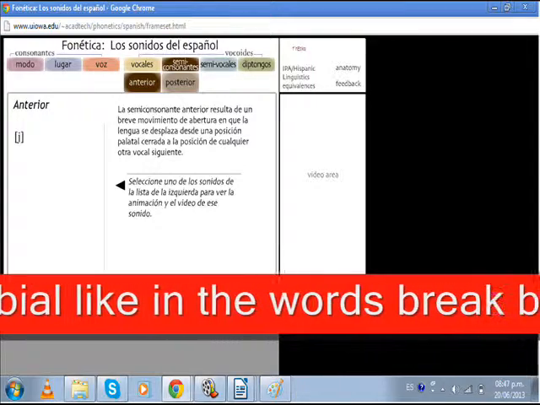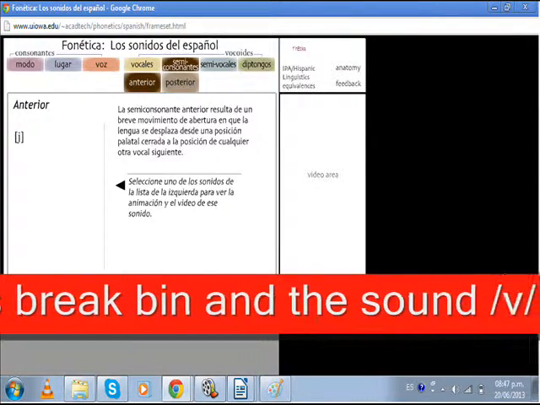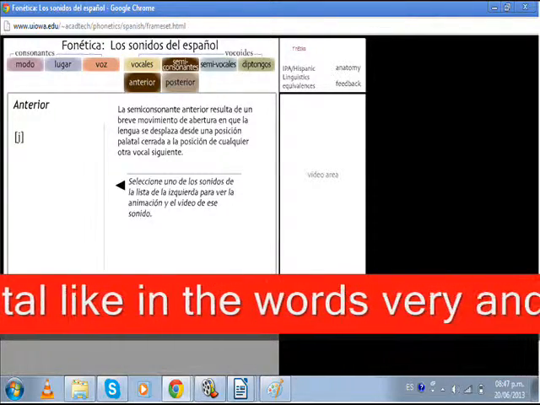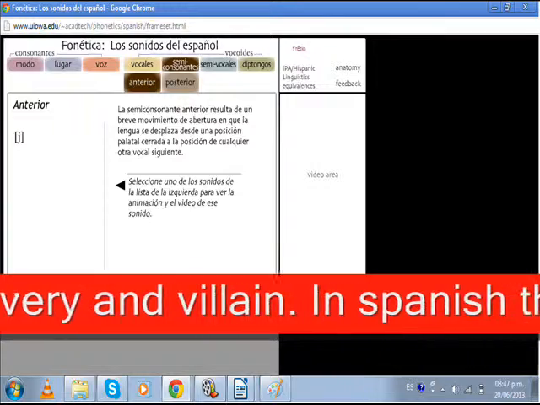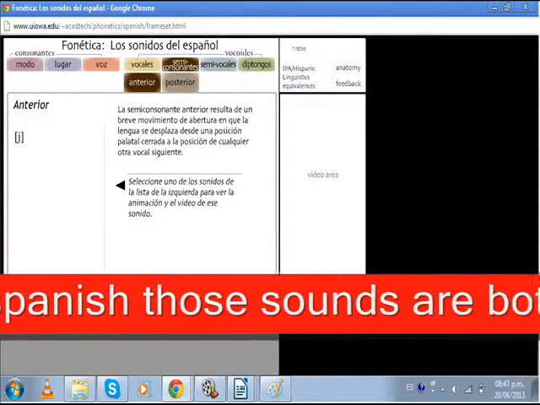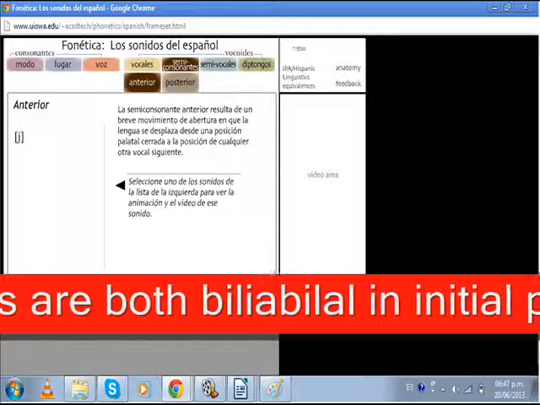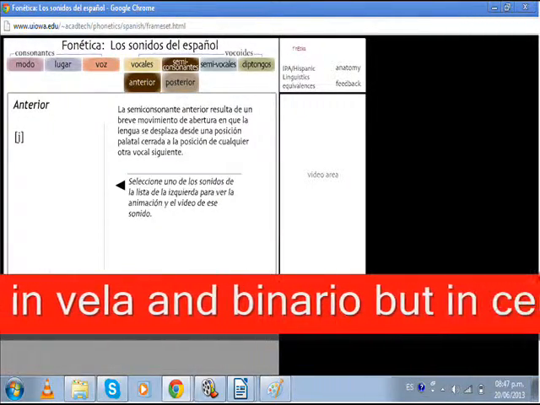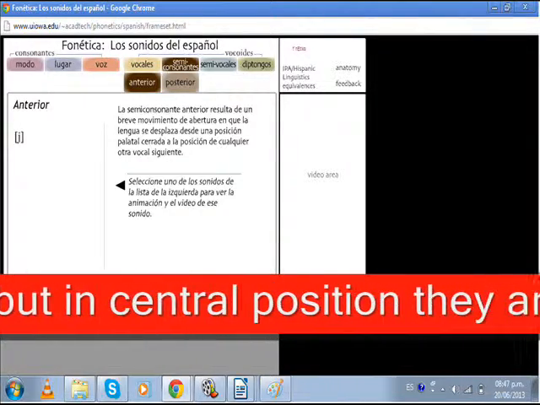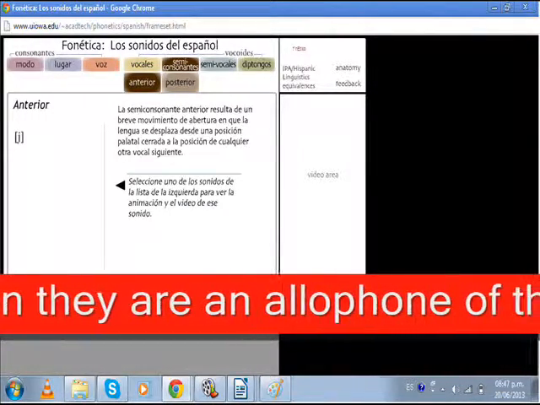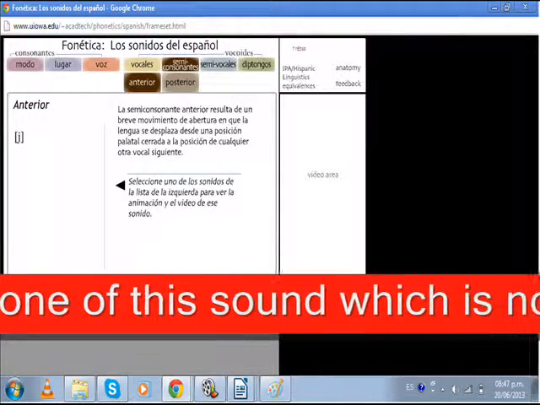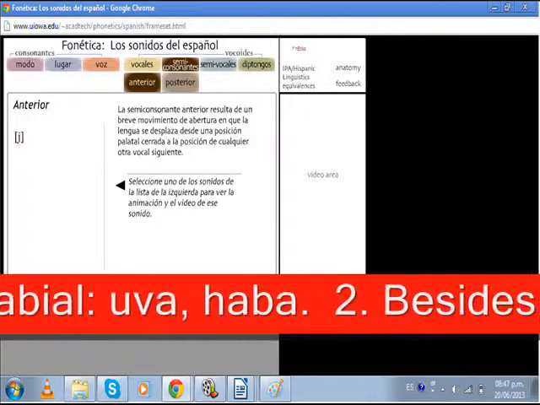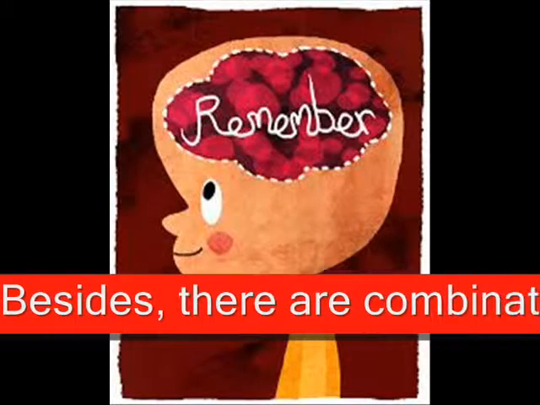Finally, there are some important things to consider. The sounds b and v are different in English. The sound b is bilabial, like in the words break and bend, and the sound v is labiodental, like in the words very and villain. In Spanish, those sounds are both bilabial in initial position, like in vela and binario, but in central position they are an allophone of this sound, which is not totally bilabial, uva, ava.